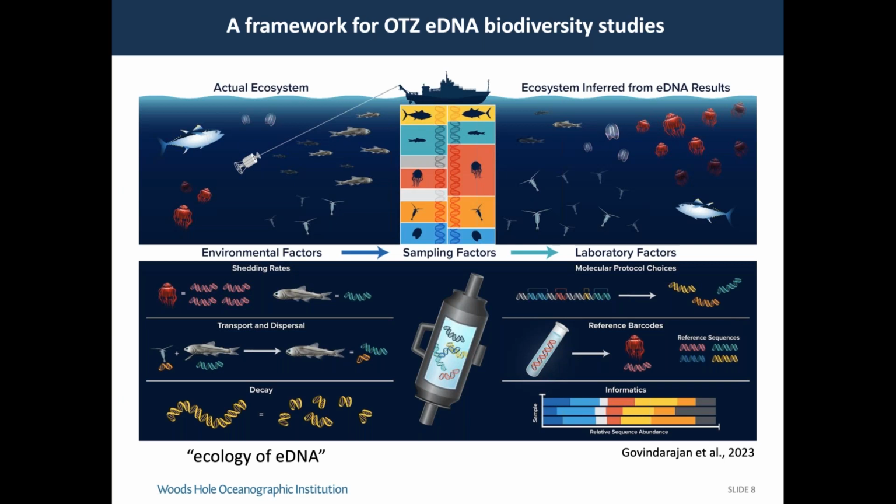We have environmental factors. A way to think of these is the ecology of eDNA as well. Like how do animals shed DNA? How does that DNA get transported and dispersed through the environment, and how does it decay? And so all of these factors might be different for different types of animals, and so all of these will impact the DNA signal in the environment.